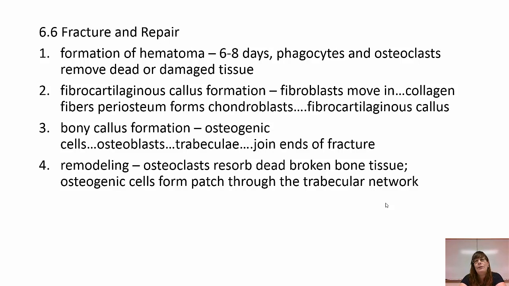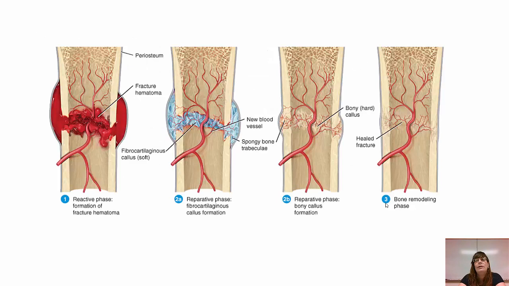And then the final stage is remodeling, where osteoclasts reabsorb the dead broken bone tissue. Osteogenic cells form a patch through the trabeculae network, and then osteoblasts come in and lay down new matrix if necessary. So here's your picture. You have the hematoma forming, then the fibrocartilaginous callus forming, finally the bony callus forming, and then remodeling. As I said, that healed fracture will always be able to be seen on x-rays, and your bone shape will not be the same again.